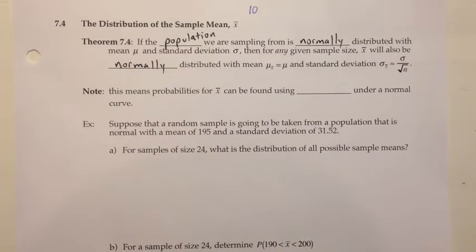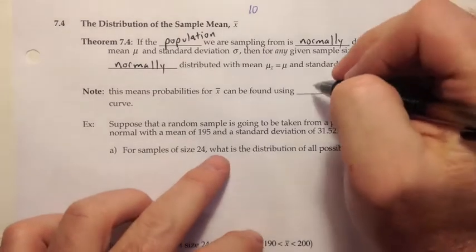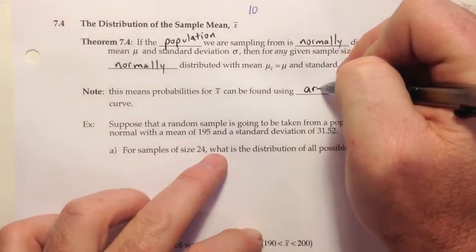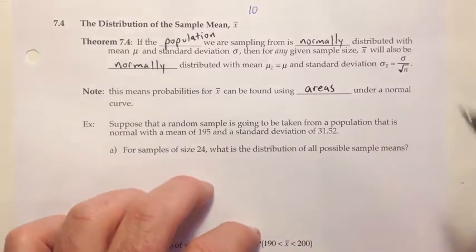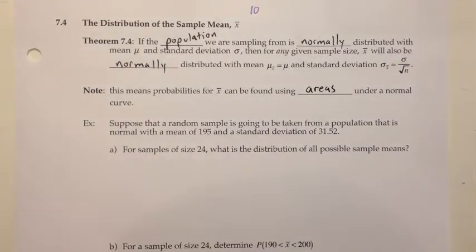And this means that probabilities for x bar can be found using areas under a normal curve. It's always important to know if your x bar or your p hat is normal, because to do probabilities you want to be able to use area under a normal curve. It's a nice easy way to get probability. So let's look at an example to see how the mechanics of this work.